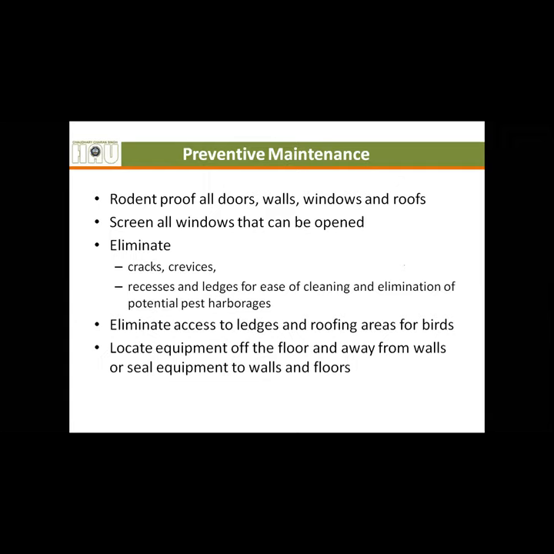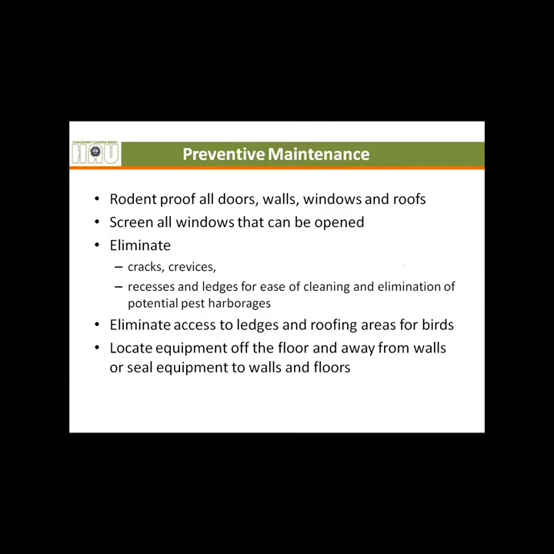Eliminate access to glazes and roofing areas for birds. Locate equipment off the floor. We should keep our equipment at least 6 inches above the floor so that we can easily clean. Another term in the food industry is hard to reach areas, HRA or HTR. These are areas we are not able to reach easily for cleaning. If you keep your equipment 6 inches or more above the floor, you can easily clean beneath those equipments.